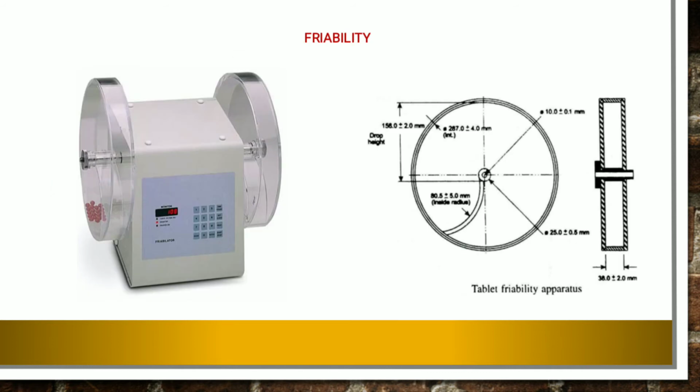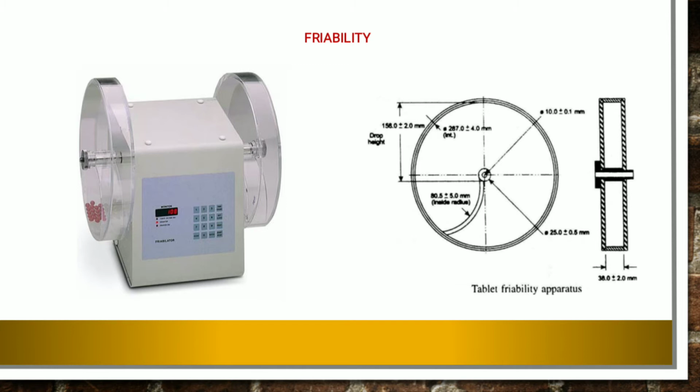Then the next one is friability. It is a second type of test which essentially measures surface hardness. It generally refers to loss in weight of tablet in the container due to removal of fine particles from their surface. Then Roche's friabilator is the equipment which is used at a laboratory scale in order to measure friability.